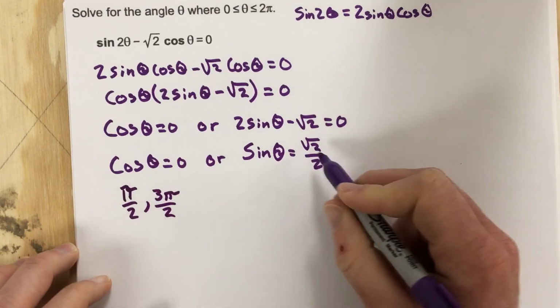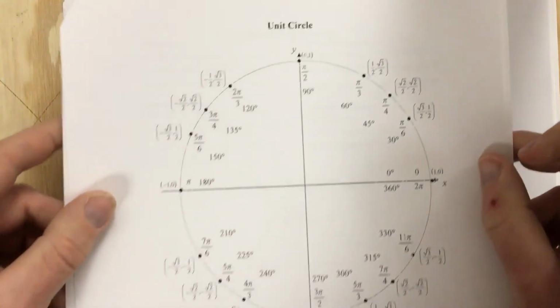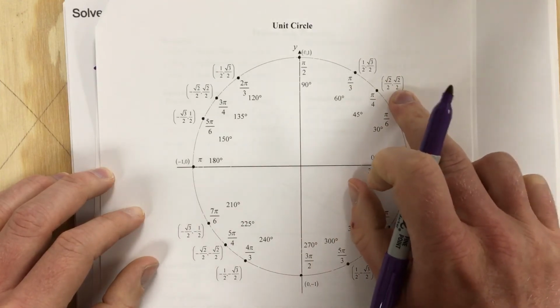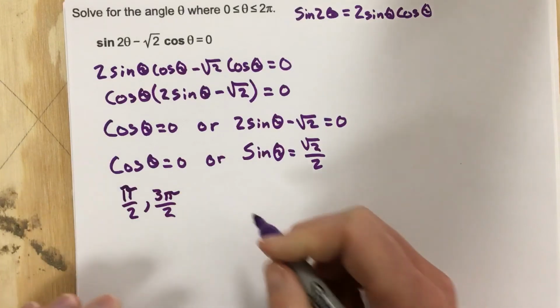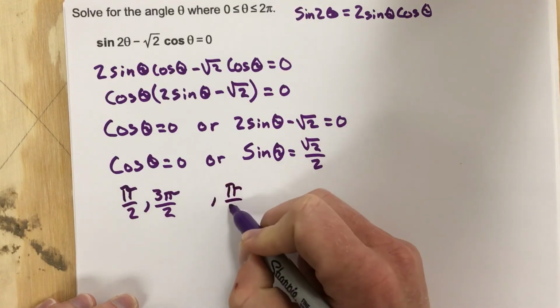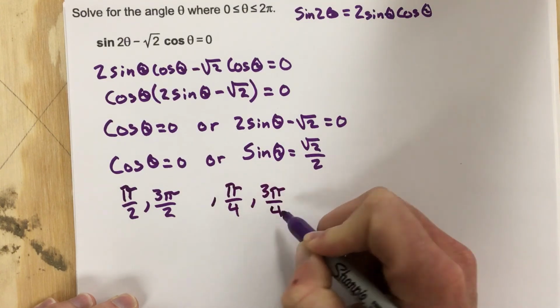And then when is sine theta root 2 over 2? Well, sine is positive in quadrants 1 and 2. And sine is root 2 over 2 at pi over 4 and at 3 pi over 4. So that means that I have pi over 4 and 3 pi over 4 as well. So this is what theta equals.